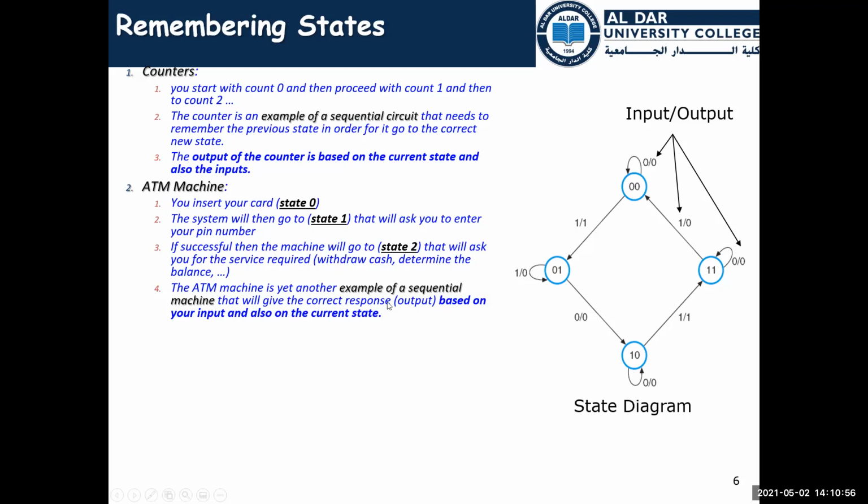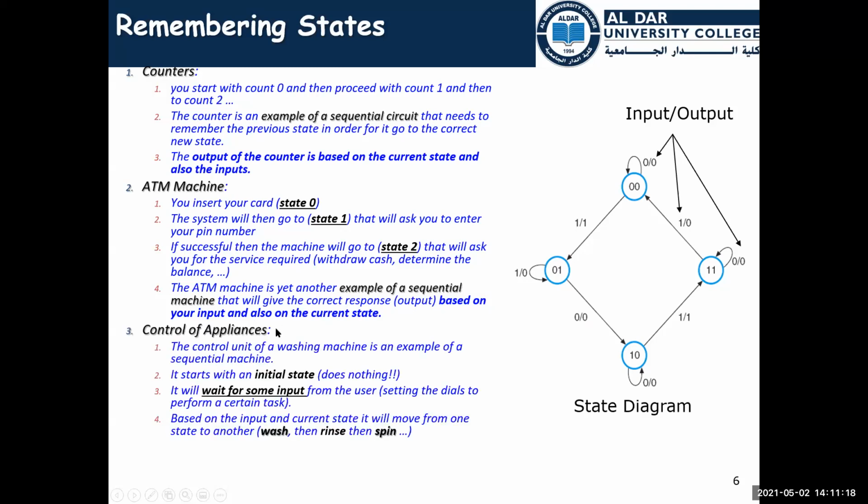The ATM machine is another example of a sequential machine that will give a correct response based on your input and also on the current state. Yeah. So this is an example of a sequential circuit, the counter and the ATM machine.